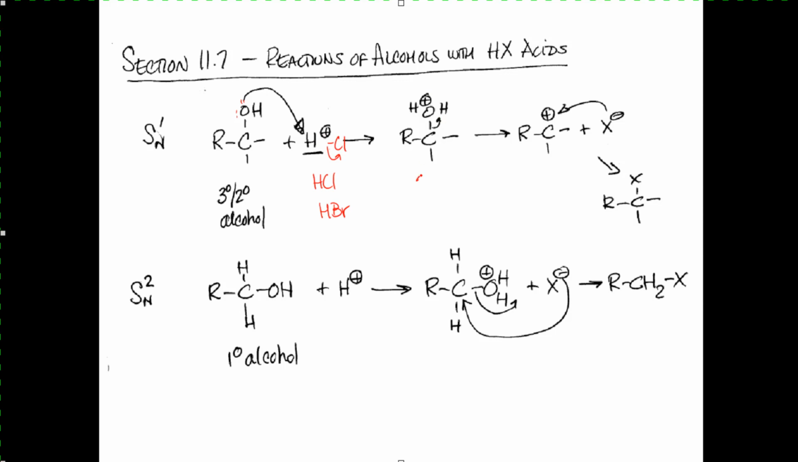And then if this is a secondary or a tertiary alcohol, the water will leave to form a carbocation. And then the halogen will come in and add to that carbocation to form the final alkyl halide product. So in this case, this would be a Cl-, and it would form an alkyl chloride.